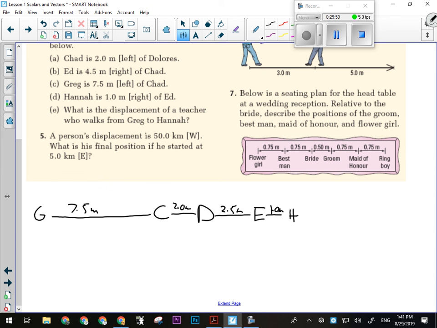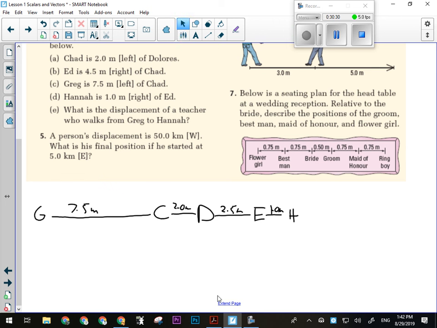All right. Give number 5 a try. A person's displacement is 50 kilometers west. What's their final position if their initial position was 5 kilometers east? Okay, it might help to draw a diagram. We're going to work a lot on vector diagrams in this course, but it might not hurt to draw initial position, final position. Okay. And I would draw a reference point. Yeah.